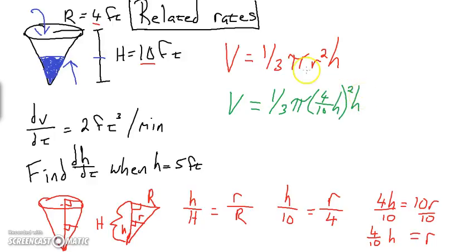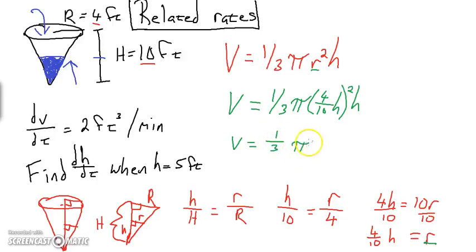So basically I have my r squared at the top here, and this is the same exact little r we have at the bottom over here. So all I did was put in 4/10 h, and I'm squaring the whole thing because that r is squared as well. Okay, so now it becomes a question of algebra and simplifying.